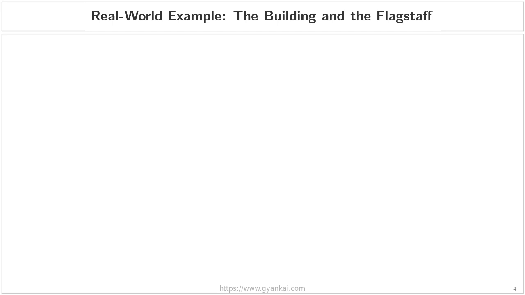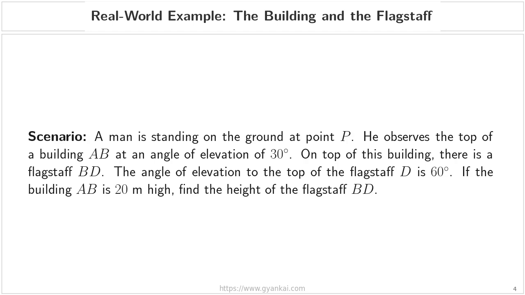Real-world example, the building and the flagstaff. Take a look at this scenario. Imagine a man standing on the ground at a specific point, which we will call point P. From this position, he looks up and observes the top of a building, which we'll label as point A, at an angle of elevation of 30 degrees.